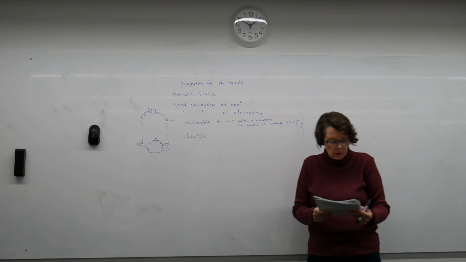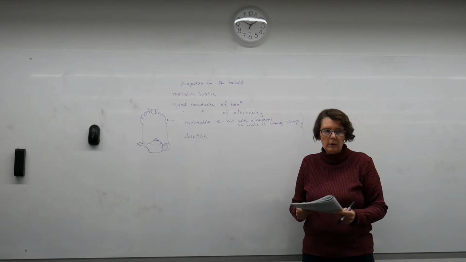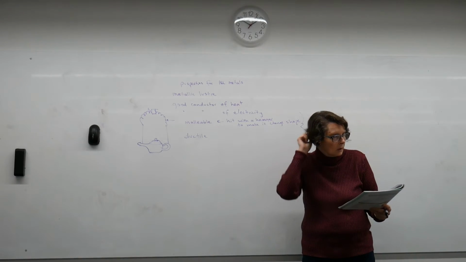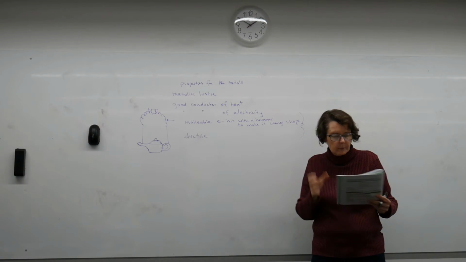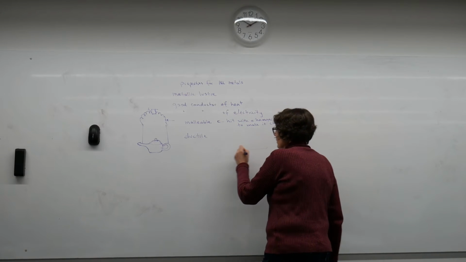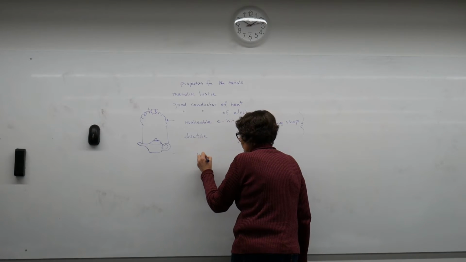Now, there are other properties that vary from metal to metal. Density is the first one. Okay, so that's for all metals, and then these are variable.